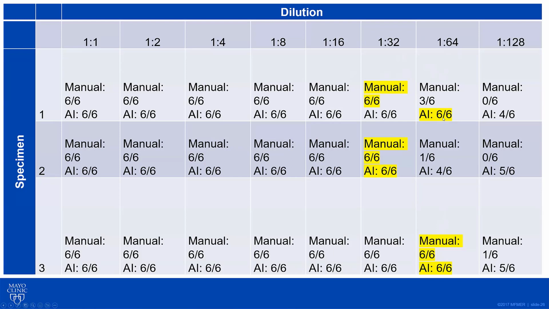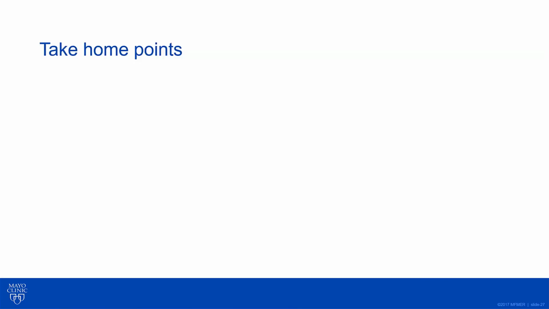And they were overall, for the three specimens, nearly equivalent. AI was slightly better. And I'd like to point out that at a dilution even of 1 to 128, the AI still detected 4 or 5 slides out of the 6 slides, whereas manual dropped off very quickly. So we feel confident that the AI algorithm is as sensitive, if not slightly more sensitive, than manual microscopy. And remember, this is AI-assisted technologist review. So the AI algorithm is detecting the parasites that the technologist can then identify and make a call of positive or negative. So very promising.